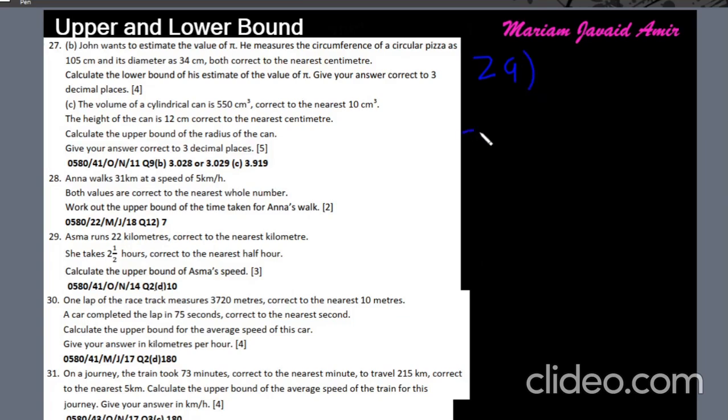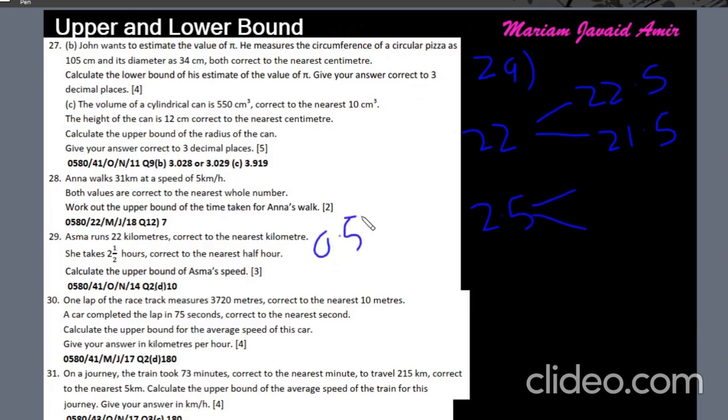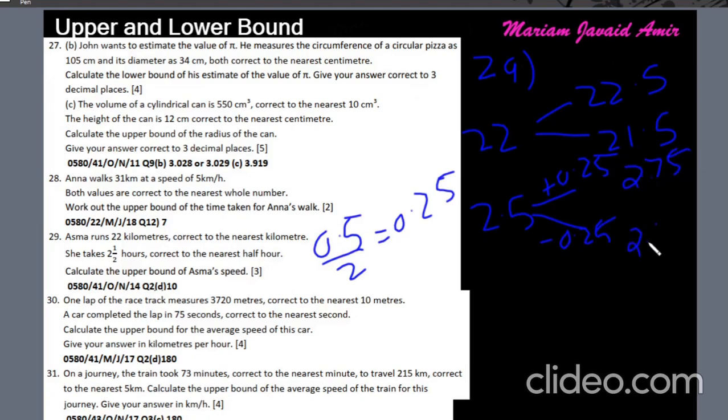Asma runs 22 kilometers, correct to the nearest kilometer, so this becomes 22.5 and 21.5 upper and lower bound. She takes 2.5 hours, correct to the nearest half hour. So half hour is 0.5 hours, divided by 2 we get 0.25. So add 0.25 here and subtract 0.25 here. So we get 2.75 and 2.25 as the upper bound and the lower bound for time. Calculate the upper bound of Asma's speed.